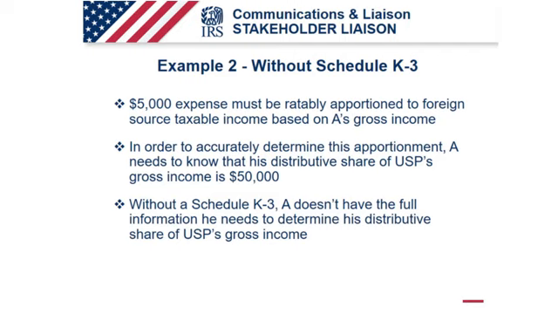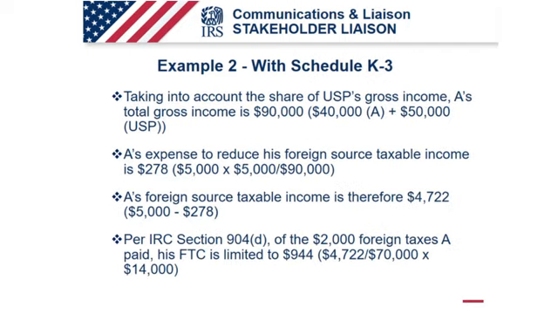So now we will see how A is able to calculate correctly their foreign tax credit limitation with the information from the K-3. So A now knows that their share of USP's gross income is $50,000 of U.S. source. So that makes their total gross income $90,000. That's $40,000 that A has separately, and $50,000 of that is A's share of the partnership's U.S. source income.